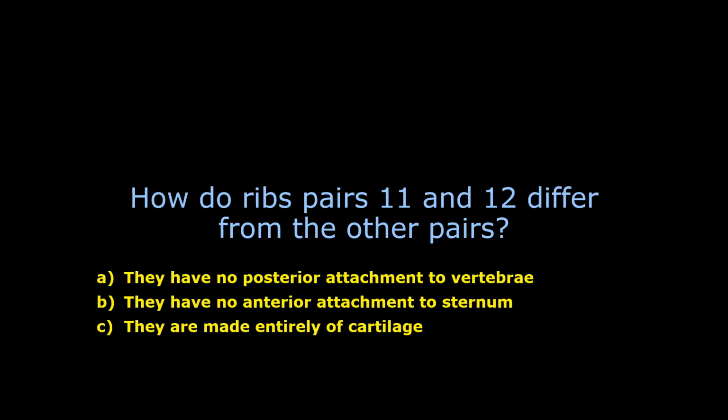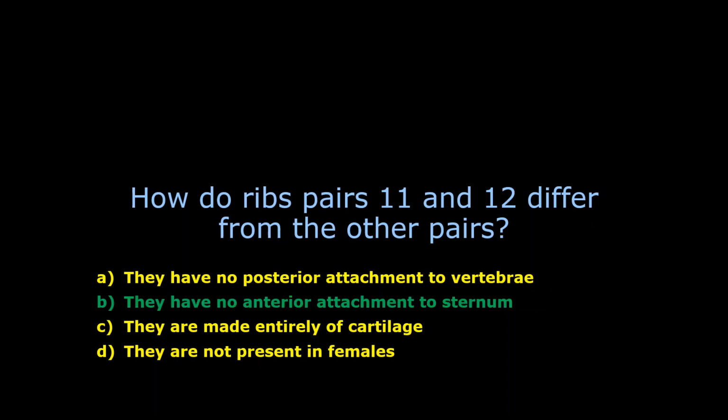They are made entirely of cartilage. No, that is not true. They have no cartilage associated with them like the other ones do. They are not present in females. No, that's ridiculous. Men and women have the same number and types of ribs. So B is our answer. And let's move on.